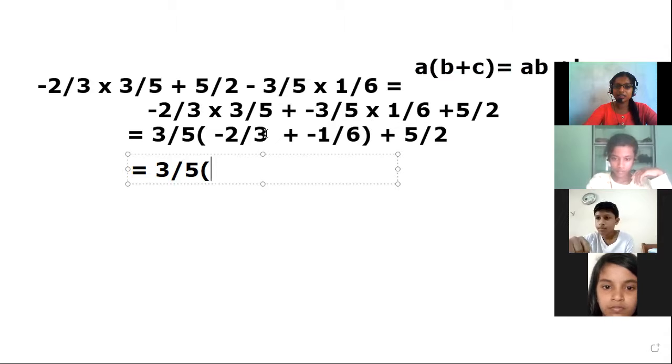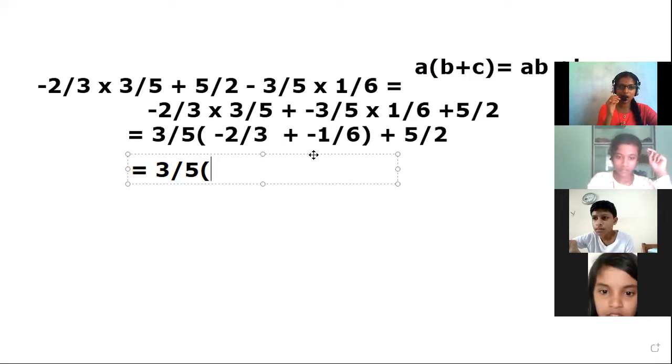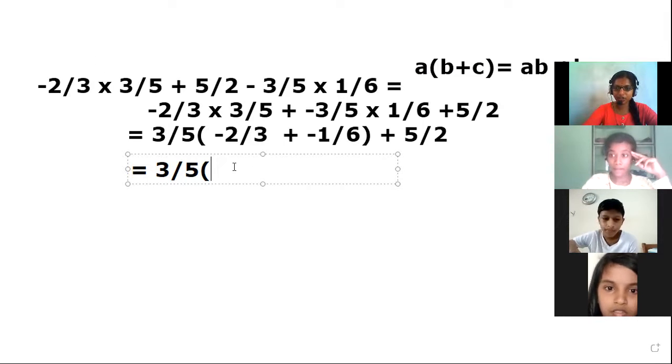How can we set this denominator as 6? Anne Maria, how can we write this denominator as 6? By multiplying 3 by? Anne Maria, can you hear me? Yes. Then how can we make the denominator of minus 2 by 3 as 6? Multiply it by 2. Okay.